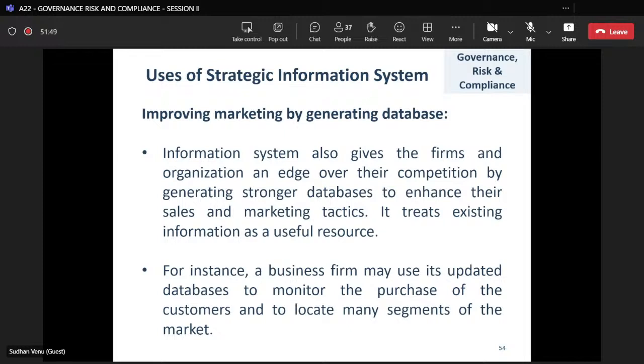So all the strategies will be covering the competition, generating stronger databases and enhancing sales and marketing faculties. They have to handle the tactics in terms of sales and marketing and the trends of existing information, which is useful for resources and business firms, and that improves if you are using the strategic information system.